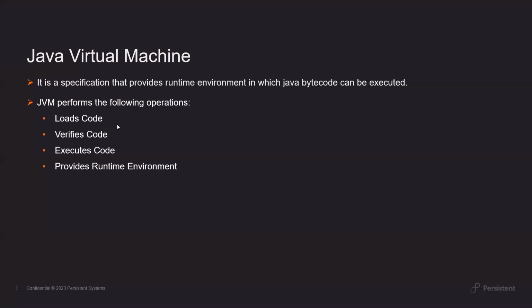JVM performs the following operations. It loads the code, verifies the code, executes the code, and provides the runtime environment. That means once we give the bytecode, it will load it, verify if the code is executable or not, then execute the code, and provide the environment to execute and return the result of the code. So the main feature of Java is write once, run anywhere. JVM enables that Java feature. This feature states that once we write our code, we can use it anywhere or in any other operating system also.